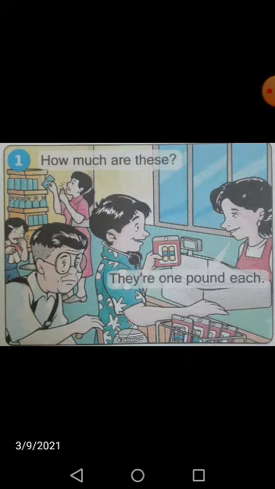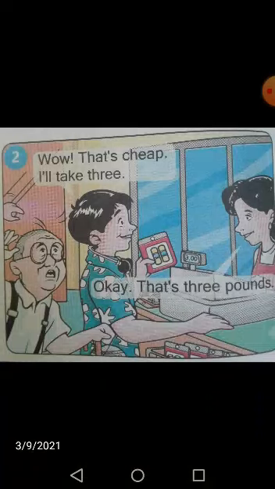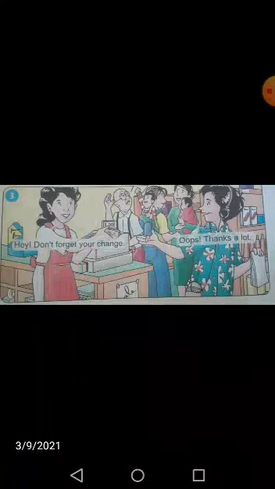Picture number one. How much are these? They are 1 pound each. Okay, wow, that's cheap. I'll take three. Okay, that's 3 pounds. Hey, don't forget your change. Oops, thanks a lot. One more time.